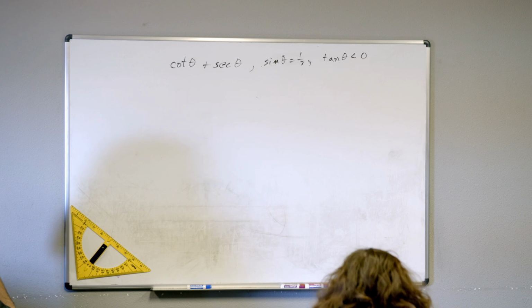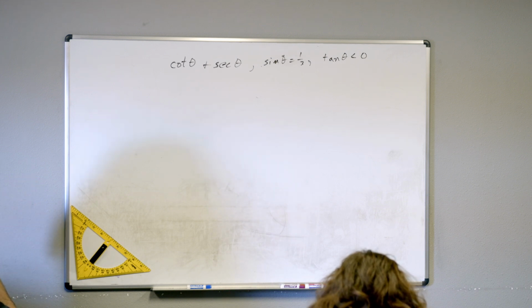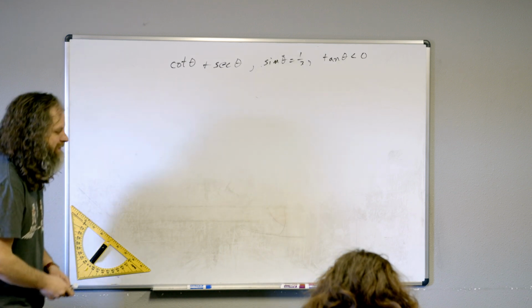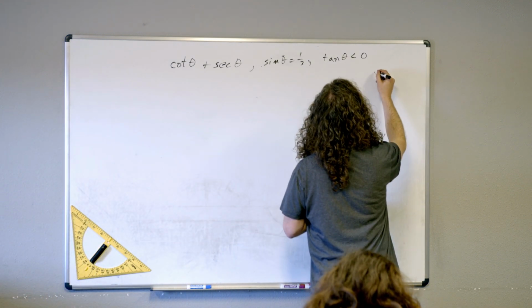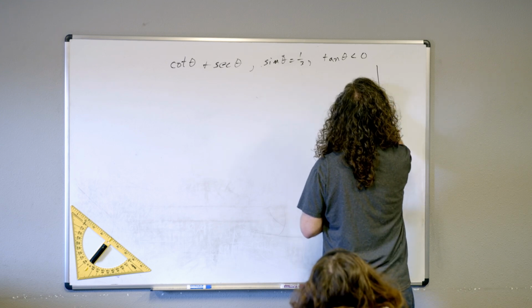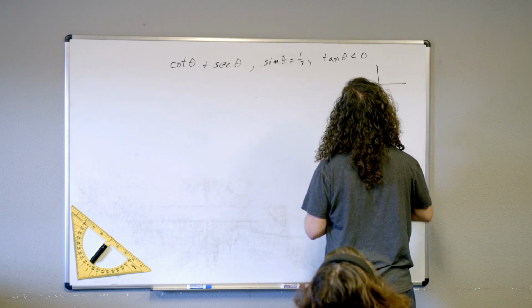So we have sine. Should we make a triangle on this one? Yes, and we should put the triangle on something. Oh yeah, because tan's supposed to be... Yeah, because that'll tell us where we are and what the signs are and all that stuff.